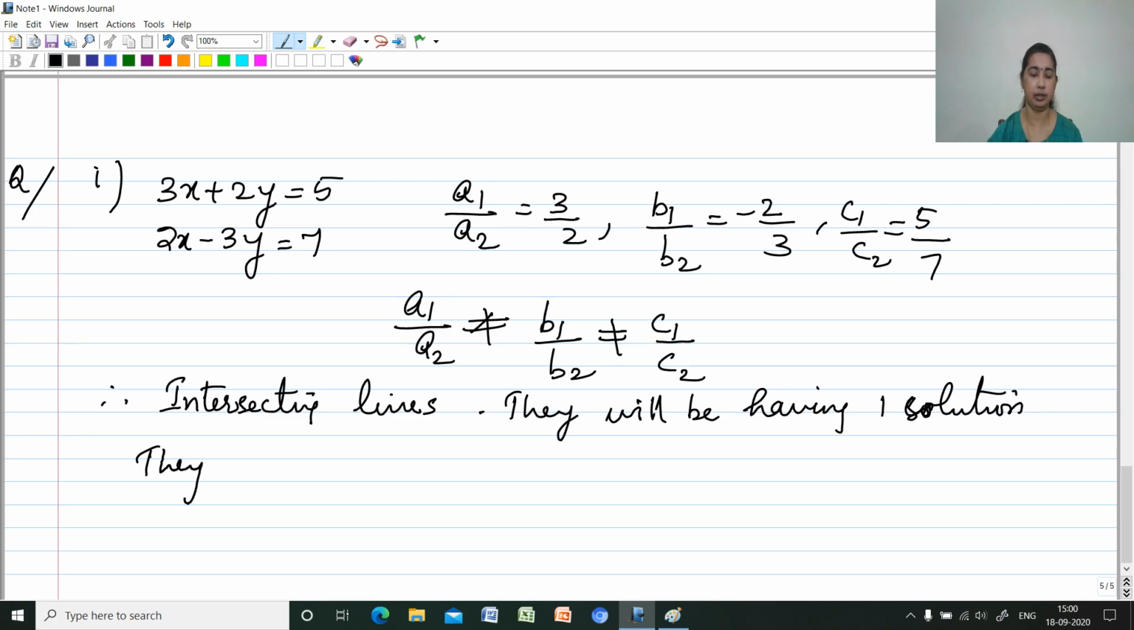They are consistent. Consistent means they will be having a solution. Inconsistent means they are not having a solution. So we'll do one more question.